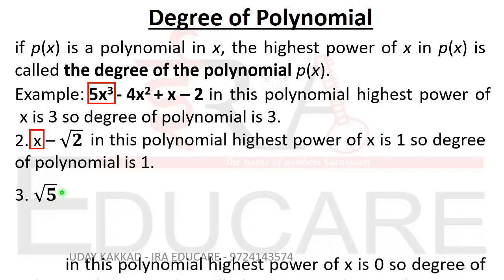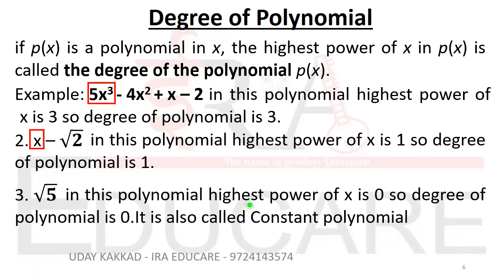How? Because of x raised to 0, right? So in this polynomial the highest power of x is 0, so the degree of the polynomial is 0. It is called a constant polynomial because it has no variable, right? So the power of x is 0. That's why this type of polynomial is called a constant polynomial.